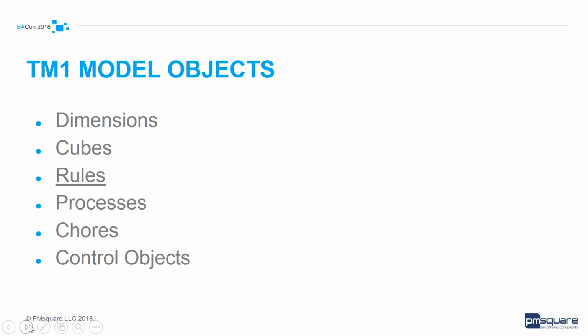Chores are collections of processes that can be scheduled and run at specific times, running processes in a specific order each time. Control objects mainly consist of cubes that control the model behavior and security. We can leverage control objects to provide information on the model state and to extend security throughout the model.